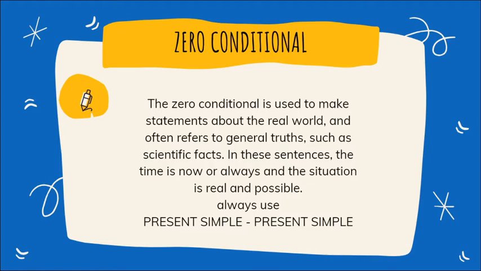¿Qué tenemos que tener en cuenta con el presente simple? Recuerden que en el presente simple afirmativo se cambia el verbo con he, con she y con it. Y si estamos haciendo oraciones negativas, usamos el don't y el doesn't. Para doesn't usamos he, she y it. So let's continue.